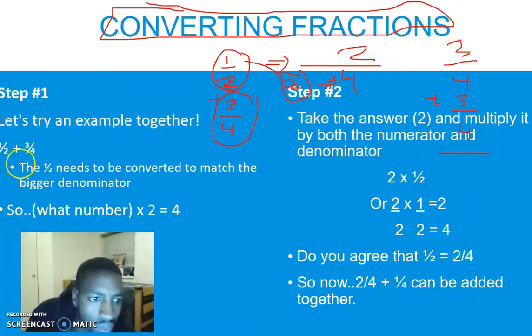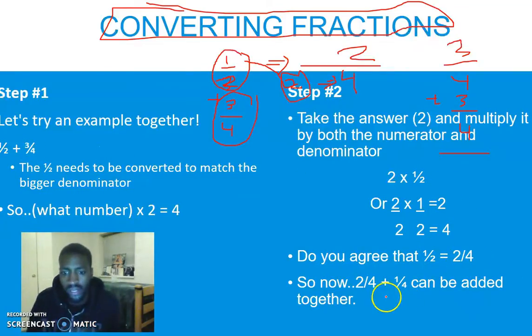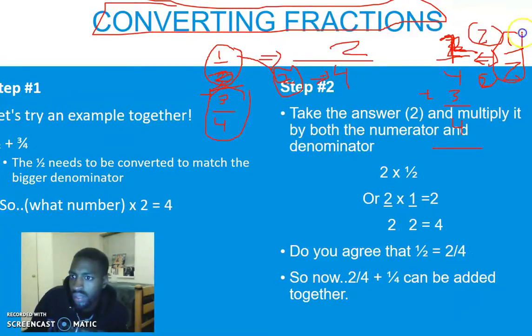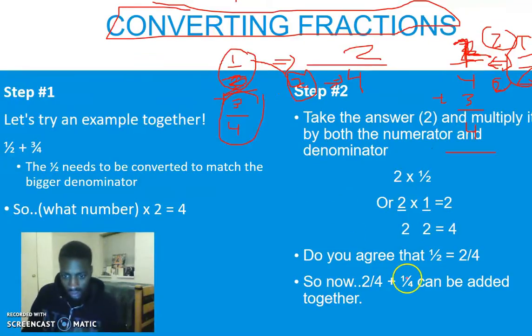Is it 1/2 plus 3/4? Let me see if I'm correct. So you read that 1/2 equals 2/4. Yeah, I did the same thing. I don't know why I keep writing 2/4. Yes, 2/4 is the same thing as 1/2. I don't know why I keep messing up, but 2/4 is equivalent to 1/2. You can test it. See, this equals 1/2. So now 2/4 plus 1/4 can be added.